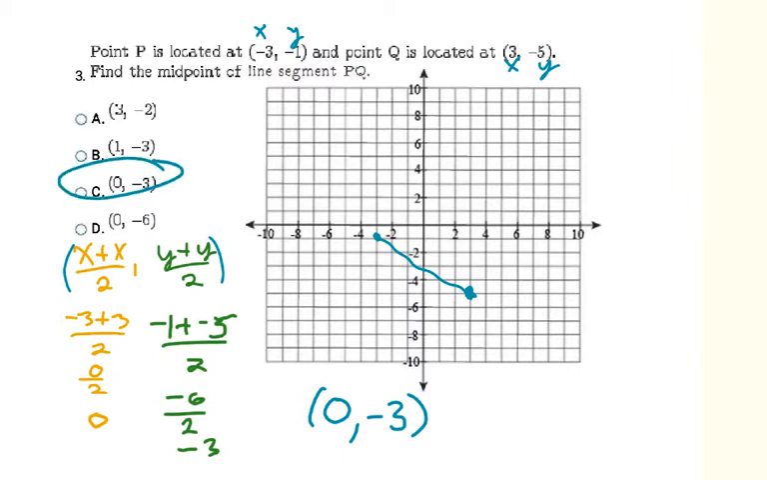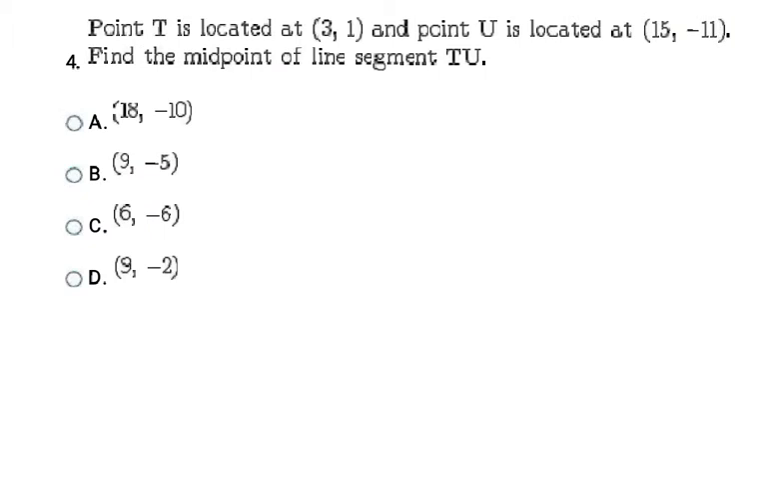Let's go ahead and check that. If I look, 0, -3, if I could draw a straighter line on this, would definitely be my midpoint. That answer makes sense, so C is my answer for number 3. This question says point T is located at 3, 1, and point U is located at 15, -11. And they want us to go ahead and find the midpoint.